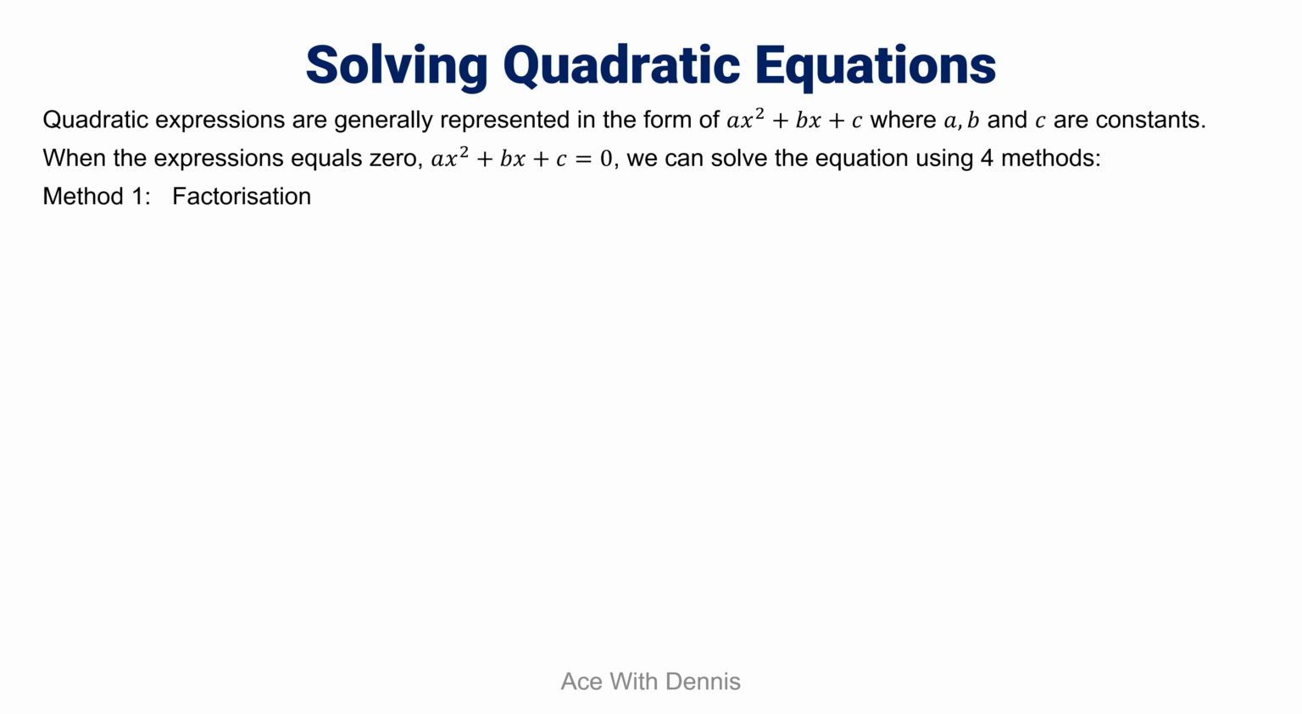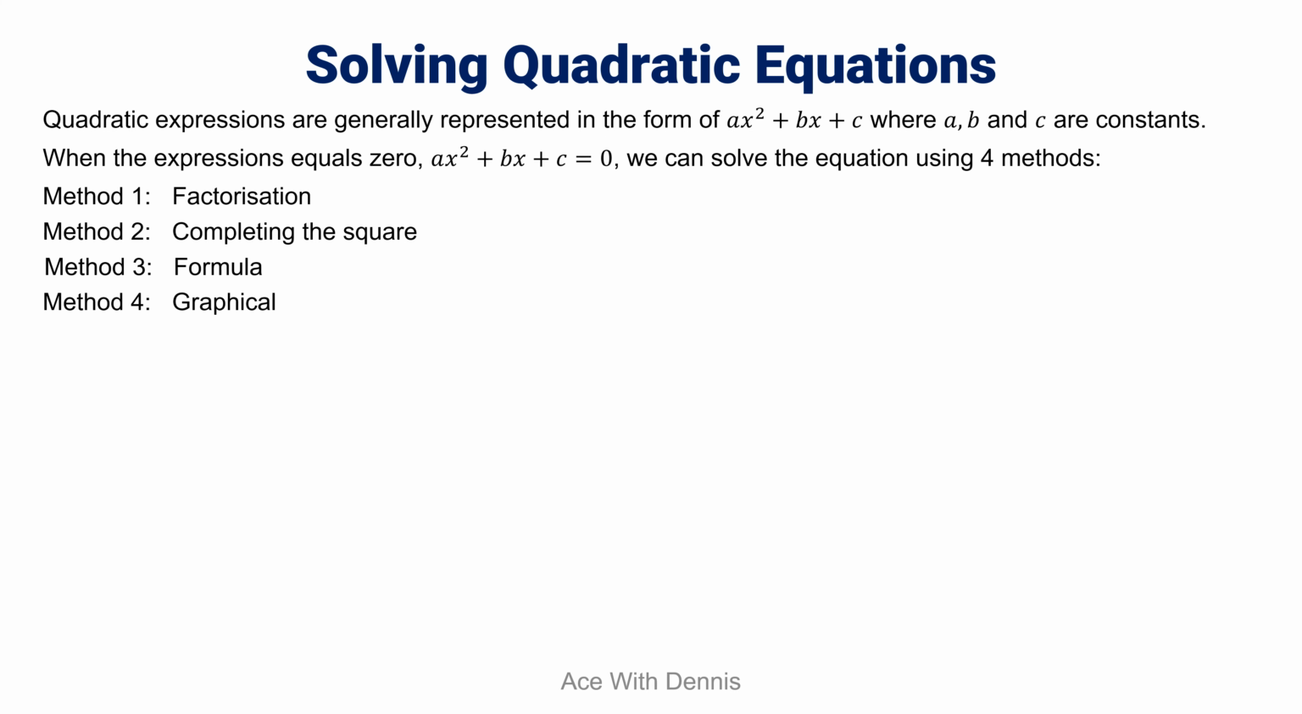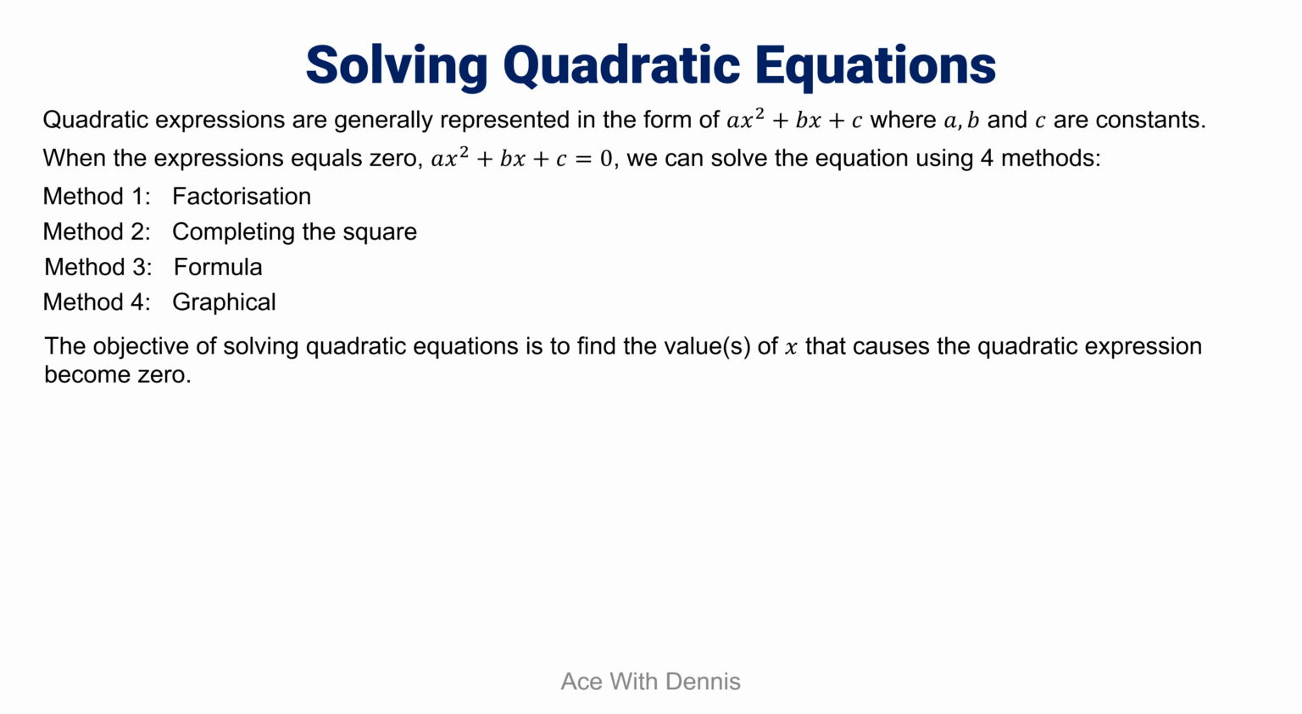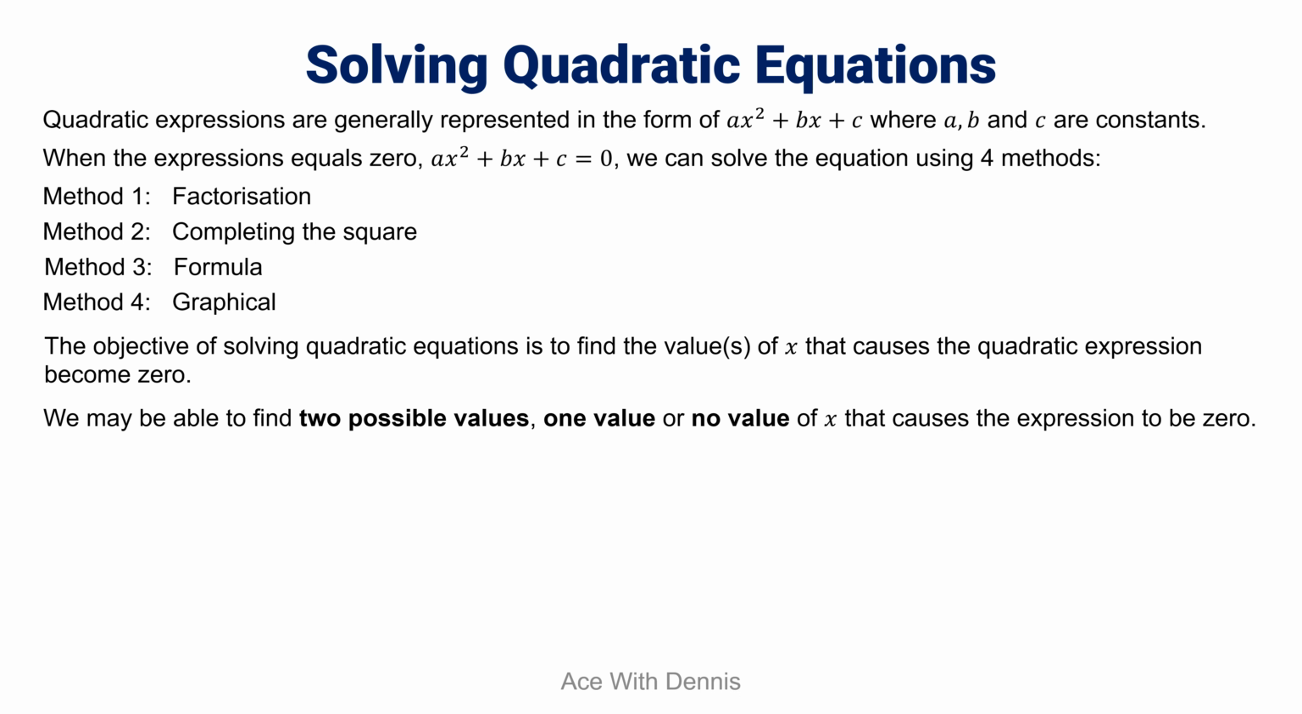Method number 1, factorization. Method number 2, completing the square. Method number 3, formula. And method number 4, graphical method. So we'll learn all these methods one by one in this lesson. The objective of solving quadratic equations is to find the values of x that cause the quadratic expression to become 0. As you can see, I mentioned value(s) because we may be able to find two possible values, one value, or no value of x that causes the expression to be 0.